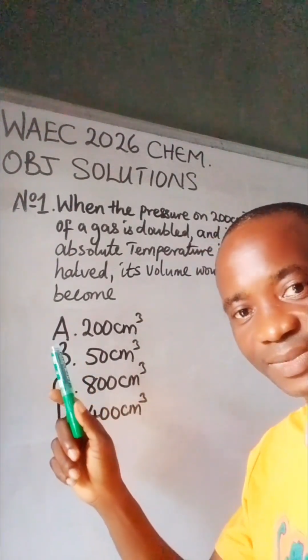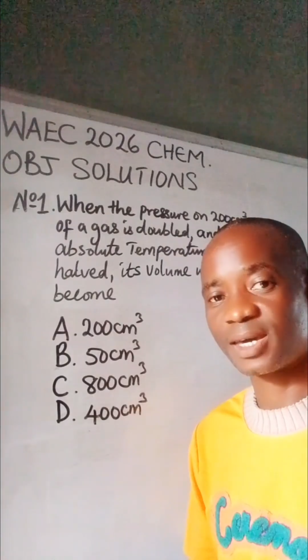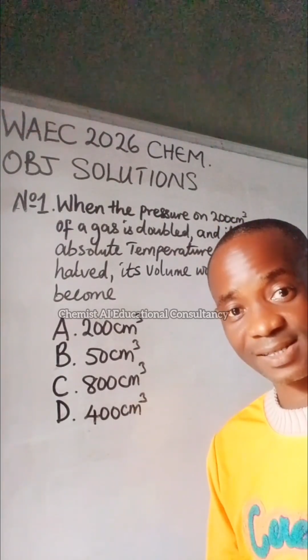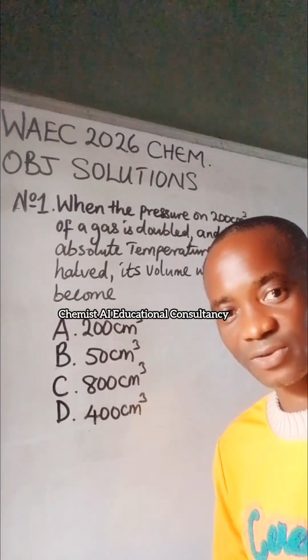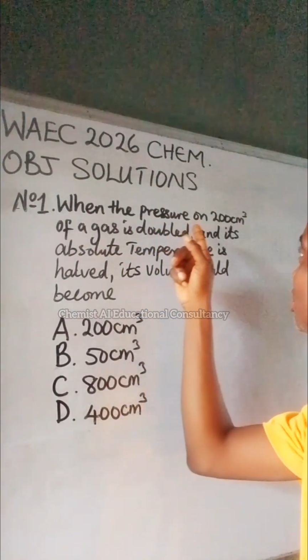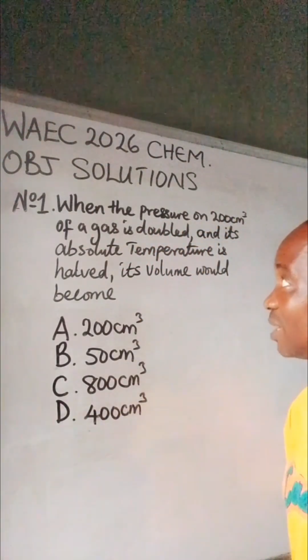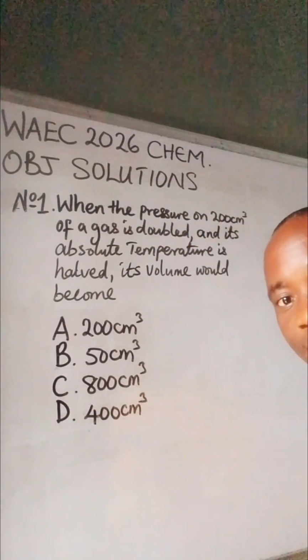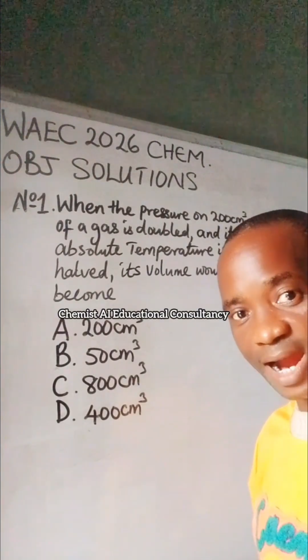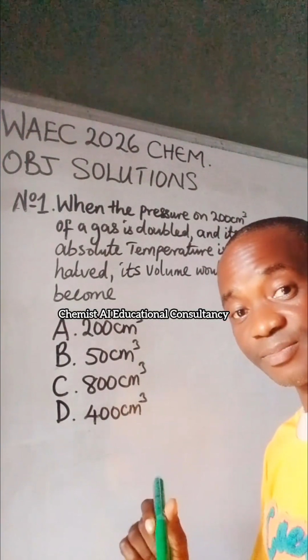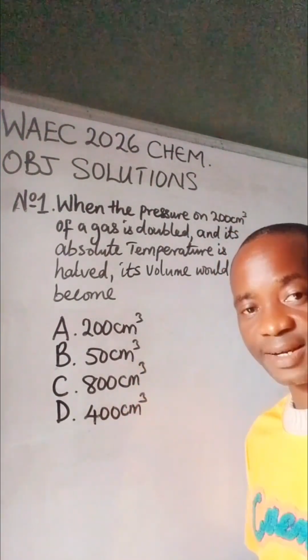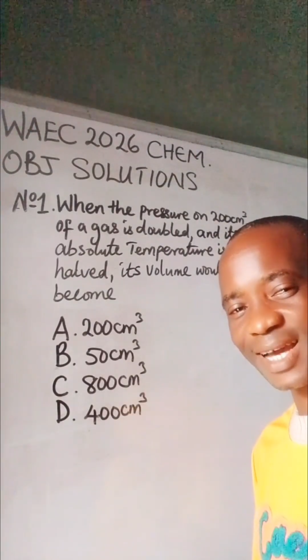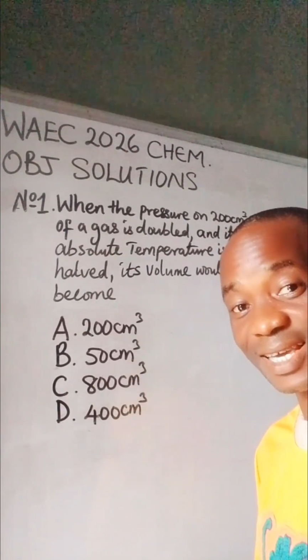This is number one, and this number one is from the topic kinetic theory of gases, or gas laws. It says, when the pressure on 200 cm³ of a gas is doubled and the absolute temperature is halved, its volume would become what? Now, this is how you will get the answer so fast, in case of JAMB.